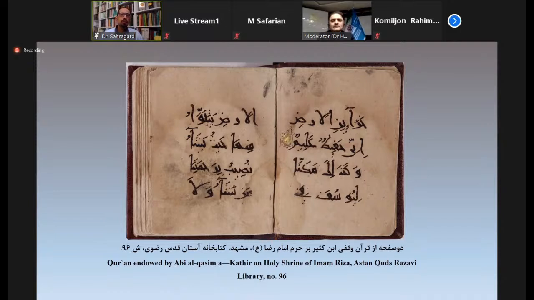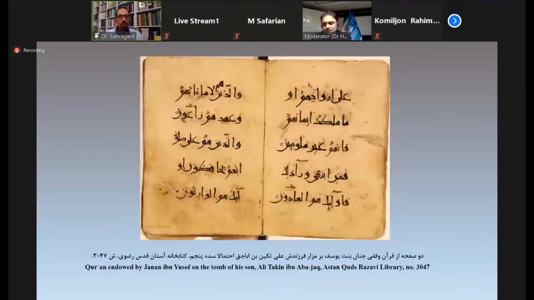And these pages are Ibn Kathir's Quran, who was a minister of Sultan Mahmud as well. And he was an advisor to Sultan Masud, a figure who certainly lived in Khorasan, and this manuscript in the year 390. And it was given to Imam Reza's holy shrine in the 3rd century of Hijrat. The previous case.